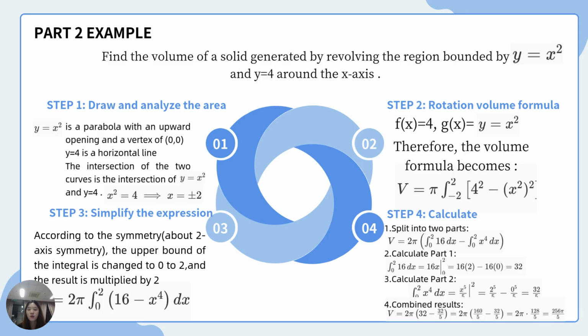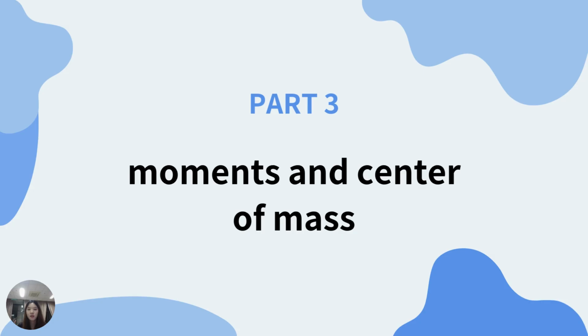Step 2: Rotation volume formula. We can assume that f(x) equals 4 and g(x) equals x squared. Therefore, the volume formula becomes this function. Step 3: Simplify the expressions. According to the symmetry about the y-axis, the integral bounds change to 0 to 2, and the result is multiplied by 2. Step 4: Calculate. Split into two parts and calculate part 1, then calculate part 2. Combine the results.